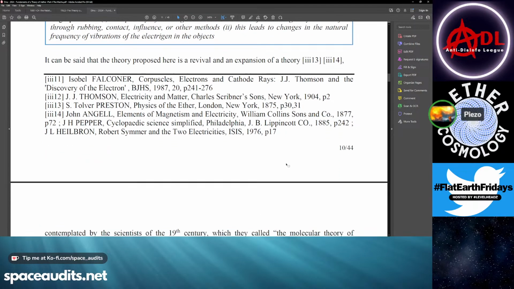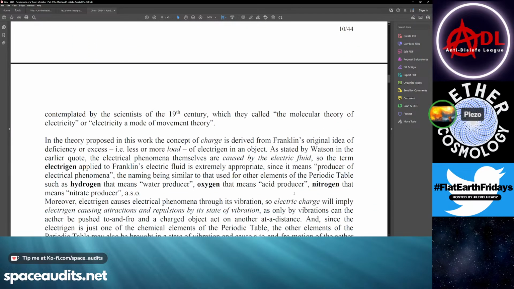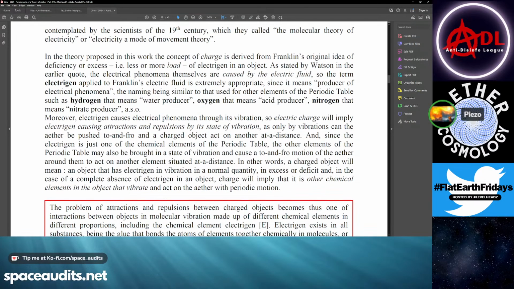It can be said that the theory proposed here is a revival and an expansion of a theory contemplated by the scientists of the 19th century, which they called the molecular theory of electricity, or electricity as a mode of movement theory.